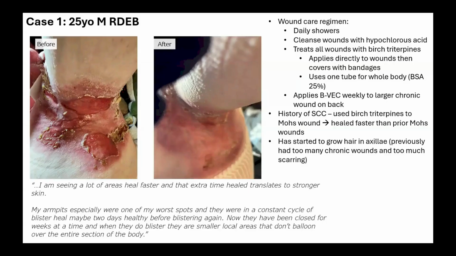My armpits especially were one of the worst spots, and they were in a constant cycle of blister, heal, maybe 2 days healthy before blistering again. Now they have been closed for weeks at a time, and when they do blister, they are smaller local areas that don't balloon over the entire section of the body." Since he gave that quote, I saw him back in clinic, and he wanted me to mention that he's actually started to grow hair in his armpits, and he never had before because he always had these wounds and too much scarring. So he was very excited that he was having some armpit hair.